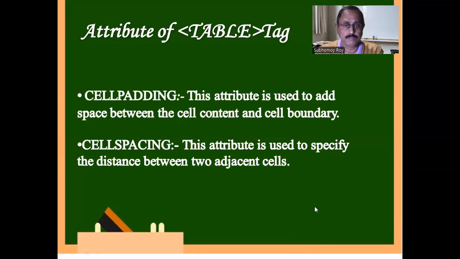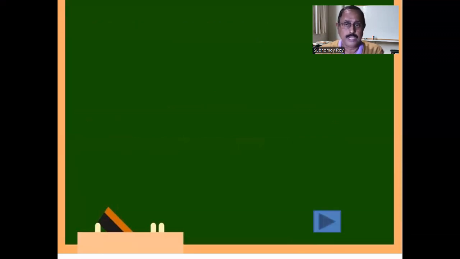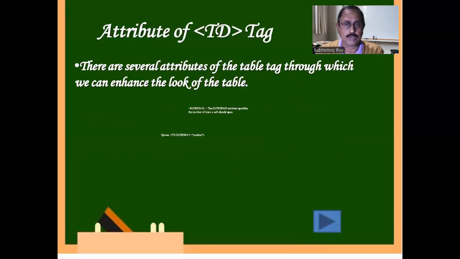Next, followed by that, the cell spacing. This cell spacing attribute is used to specify the distance between two adjacent cells. That means it sets the gap between two cells, that means the first cell and the second cell. So it sets the gap between these two cells. So first of all, I will show you cell padding and cell spacing.